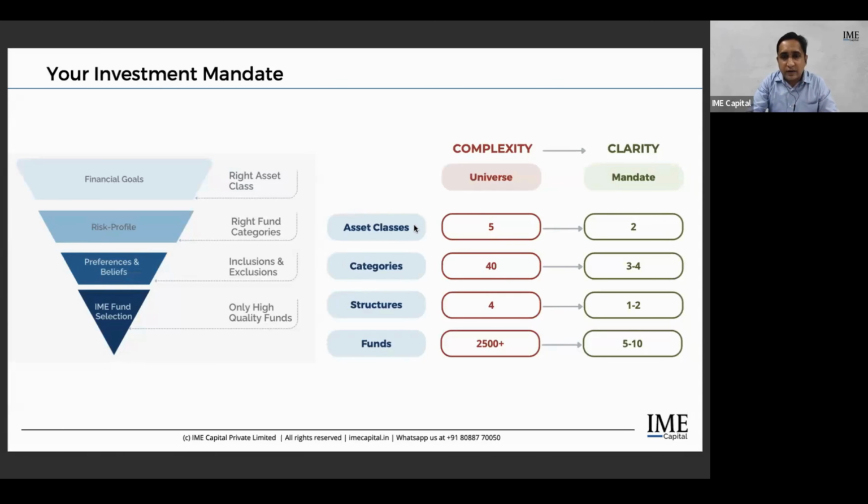So if you look at this, from 5 asset classes, 40 categories, 4 to 5 different structures, and 2,500 funds, how do you really go about getting to what we believe is the way most portfolios need to be constructed? A few asset classes, 3 to 4 or max 5 categories, a few structures, and about 5 to 10 funds that you actually identify. So the investment mandate is really this process that helps you move from this level of complexity towards clarity around the asset classes, categories, structures, and funds that you need to incorporate as part of your portfolio.